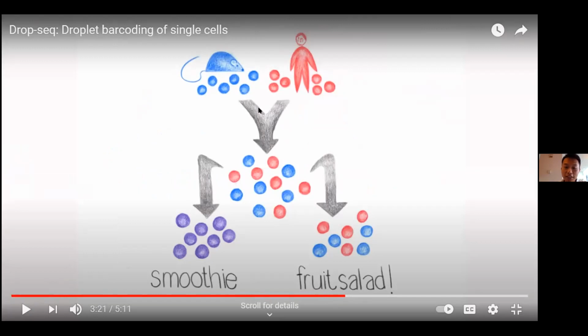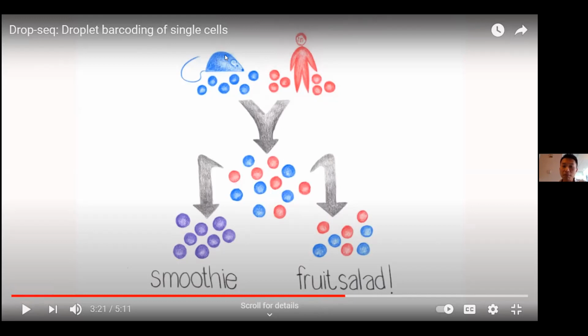Here they want to conduct an experiment to truly say that each of the bubbles actually captures an individual cell, rather than having lots of different cells within each bubble. So that's why they say we want a fruit salad that has individual components, rather than a smoothie that has mixed components. So here we'll see their experiment on the analysis of the mixed mouse and human cells.